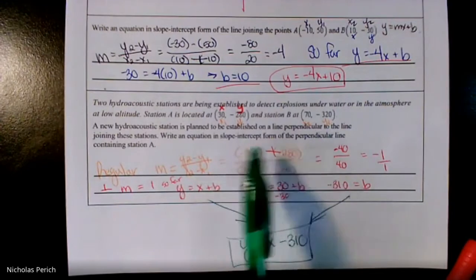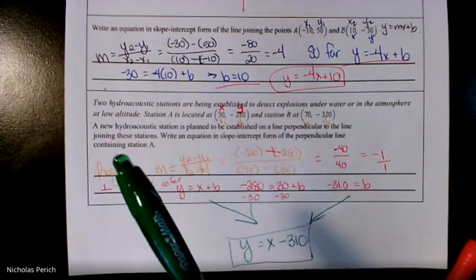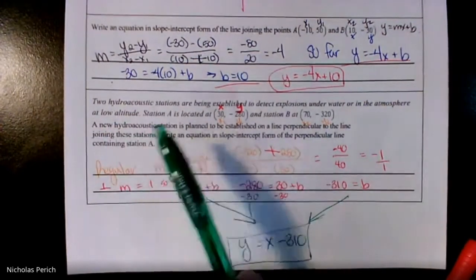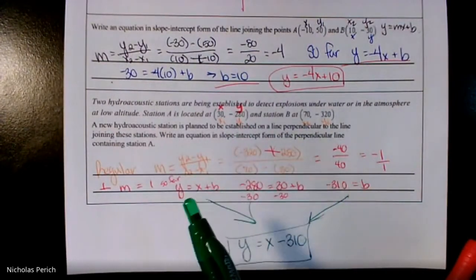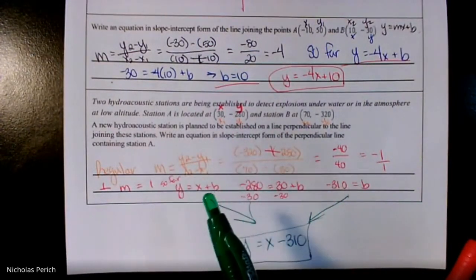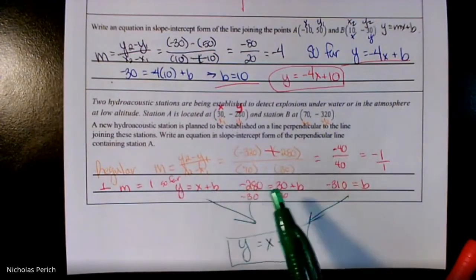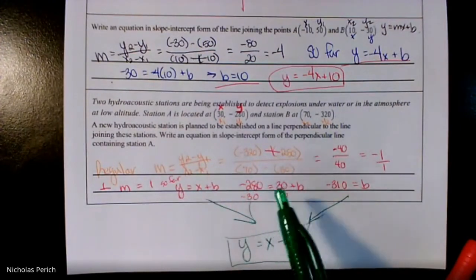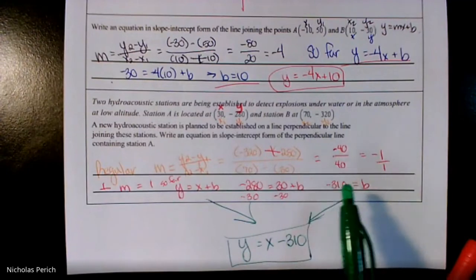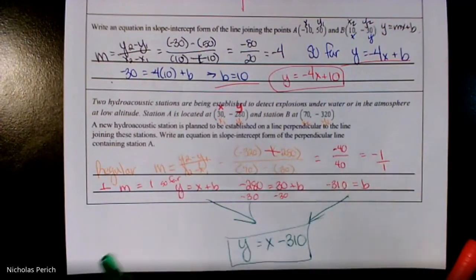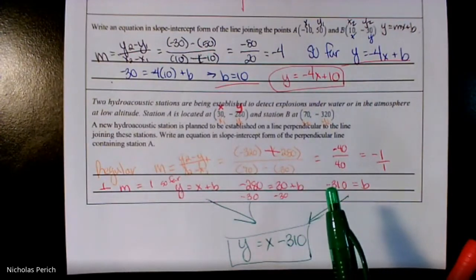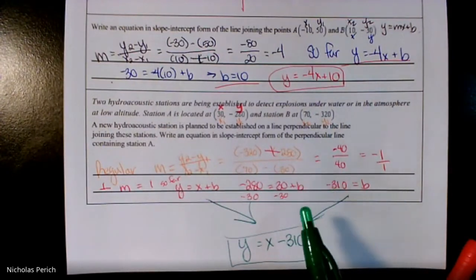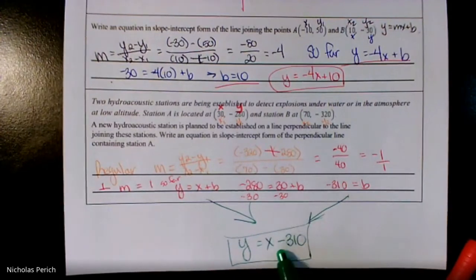It's telling me that I have to put that equation through station A. Station A is that guy. So I replaced the y and the x of that guy with the numbers in station A. Once I did that, I was able to find out that b is negative 310. So take the fact that your new slope is 1 and that your new b is negative 310. Newbie. Noobs. And you get that.